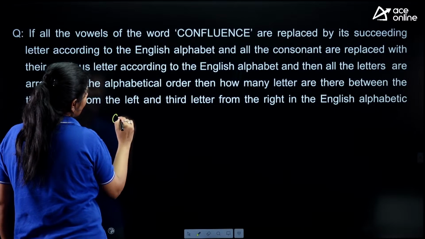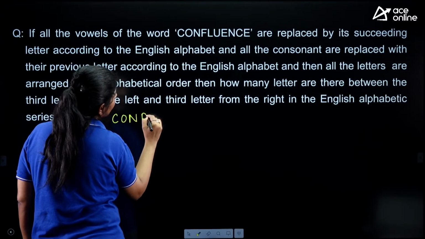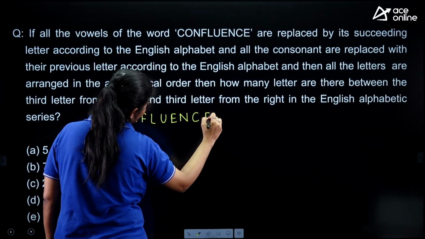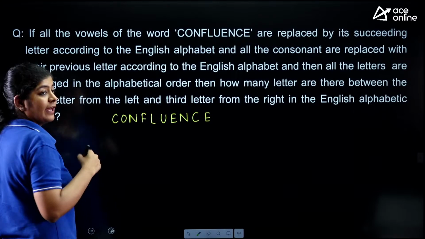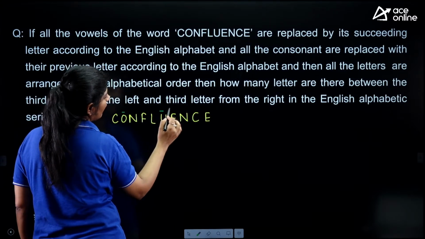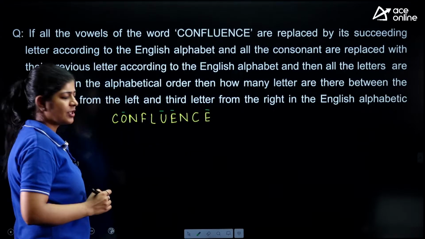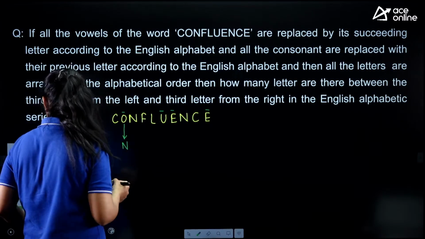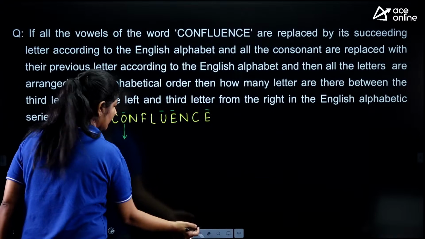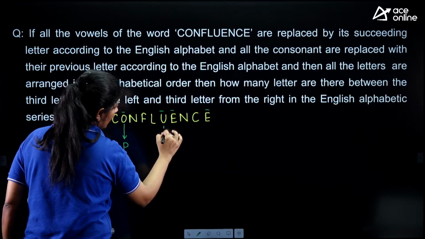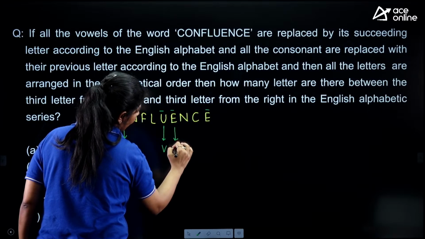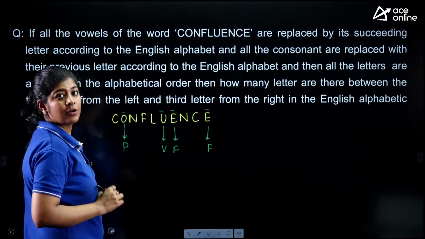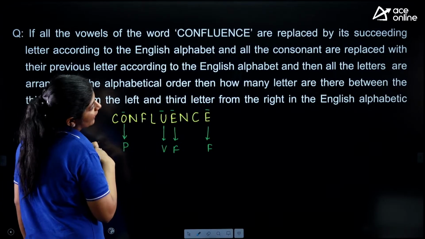So here the word that we have is confluence. Right? So first we figure out where we have vowels. So this is my vowel, vowel, vowel, vowel. First we change our vowels. We need to write the succeeding one, not the previous one. That means here we have P, here V, here we have F, and here also we have F.